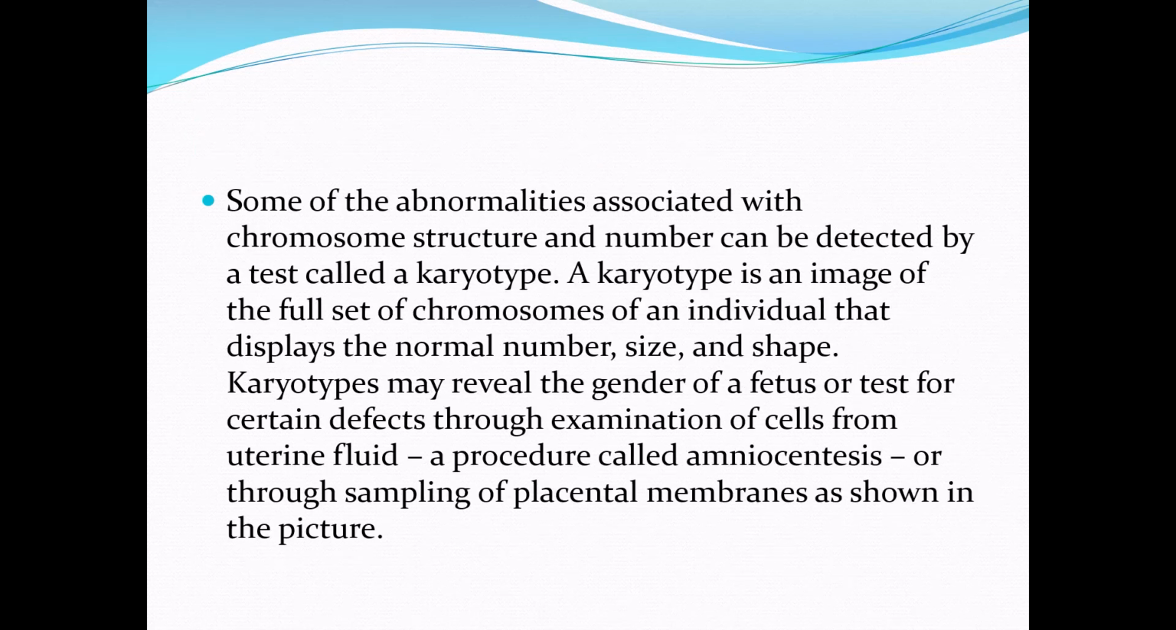Some of the abnormalities associated with chromosome structure and number can be detected by a test called a karyotype. A karyotype is an image of the full set of chromosomes of an individual that displays the normal number, size, and shape. Karyotypes may reveal the gender of a fetus or test for certain defects through examination of cells from uterine fluid, a procedure called amniocentesis, or through sampling of placental membranes as shown in the picture.